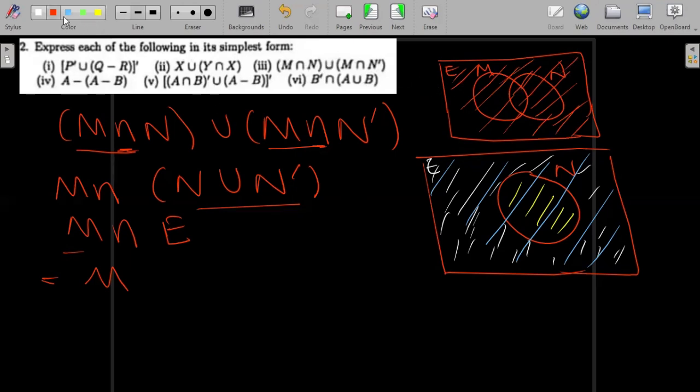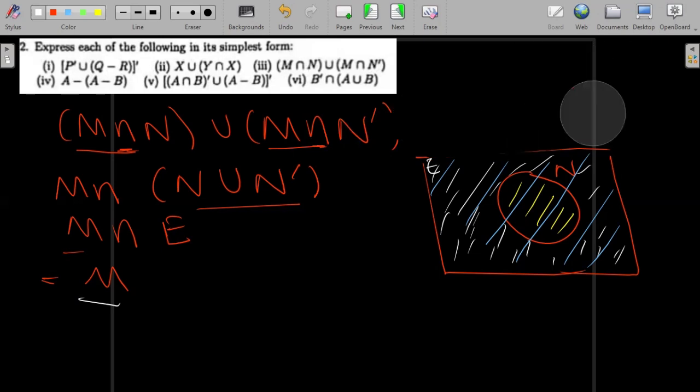Then they're telling me to intersect that with the set M. So when I intersect with the set M, where the set M is, I will shade that set M like that. And I see that the lines are crossing at the entire set of M. So in short, what I'm just looking for is the set M. And that's how I simplify it to that. All right. Part 4. If there are no questions, we move on to part 4.